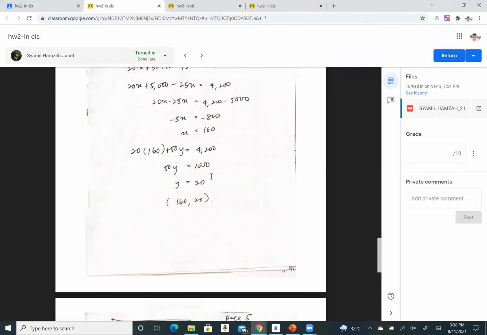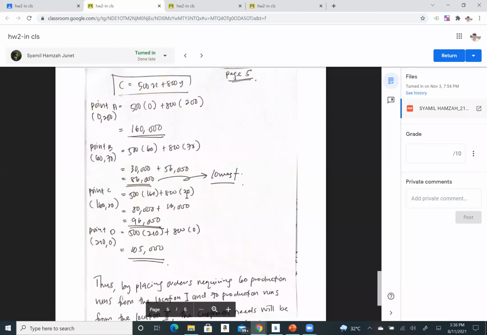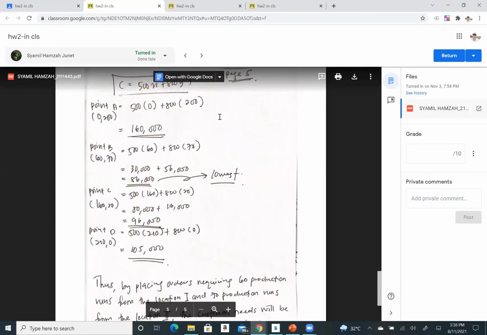Okay, you substitute, you got y. So you have to do it this way. You substitute the x into the other equation, you got the value of y. So that is the point C. I do the table, but if the student doesn't do the table, it's okay also, as long as you do the substitution.